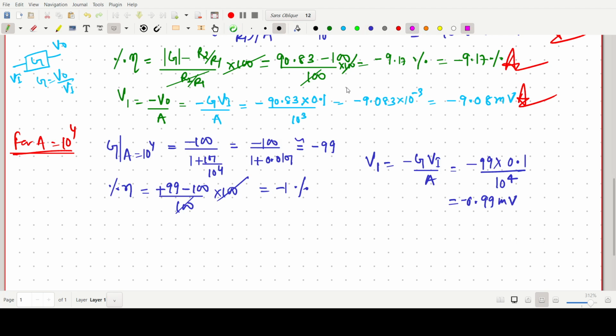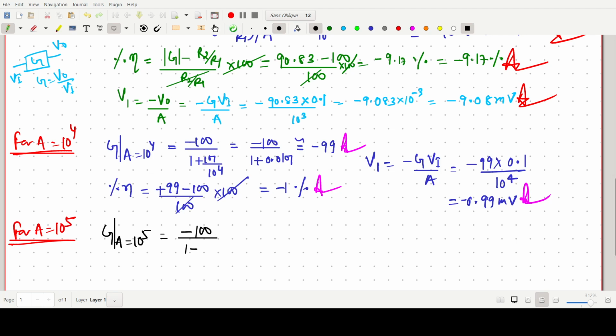Okay, these are the answers. Now for A equals 10 to the power 5, we have to find the overall gain. So we will write the overall gain at 10 to the power 5 as R2 by R1, 100 by 1 plus 101 by 10 to the power 5.